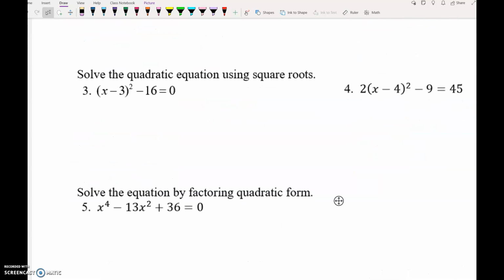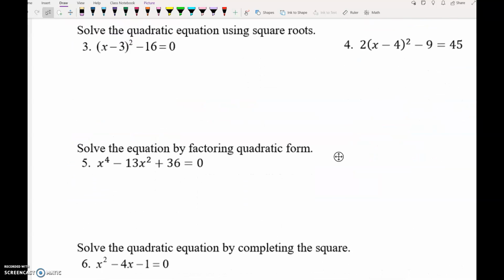Number 3, solve the quadratic equation using square roots. You want to get whatever is raised to an exponent by itself. So in number 3, we would start by adding 16 to both sides. So x minus 3 squared equals positive 16. Then, to undo the square, we square root both sides. And when you put a square root in, you have to put a plus minus in front of it. So x minus 3 equals positive or negative square root of 16, which is 4.